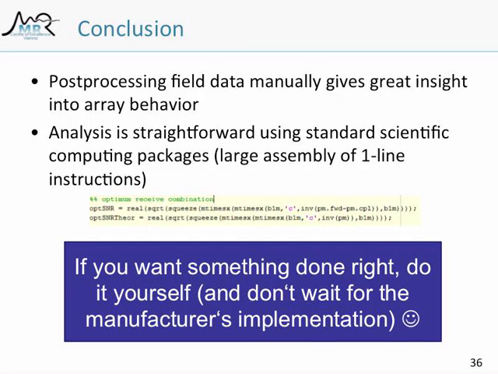And it's something that you can easily, more or less, do yourself and don't have to wait for some manufacturer implementation in their solvers, because that's basically never going to happen. Yes, if you want something done right, do it yourself.